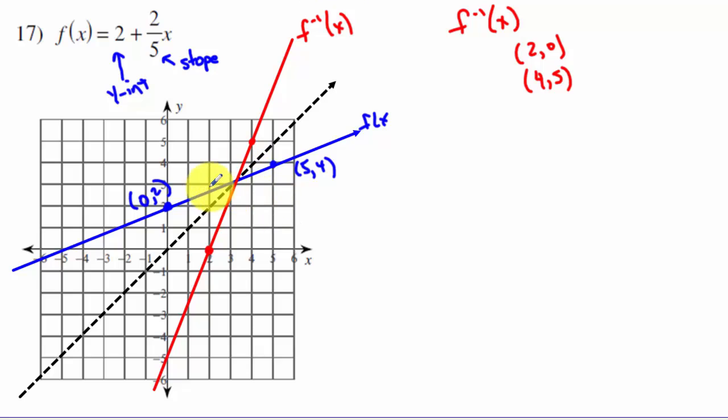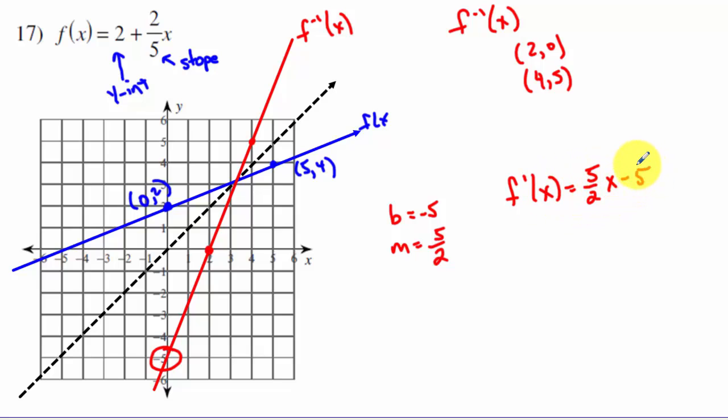If this was a parabola, then we would want to pick a few more points to get a nice curve, or if it was exponential, we might want to pick a few more points. But the process of picking points and swapping the x and y will always work. Now, since this is linear, we could actually write the formula for f inverse of x. It wasn't asked for. This is our y-intercept, and our slope would be up 5 over 2. So f inverse of x is 5/2 x minus 5.